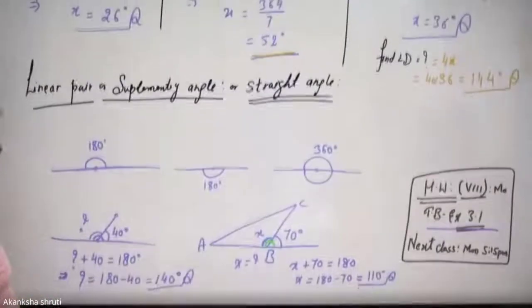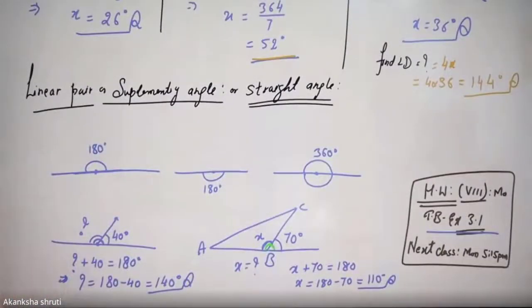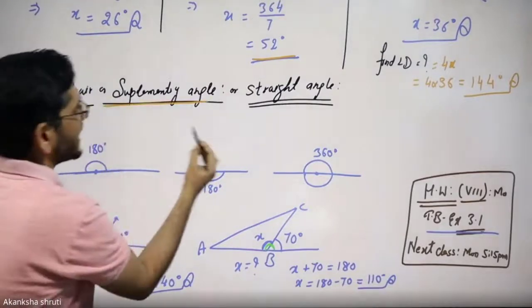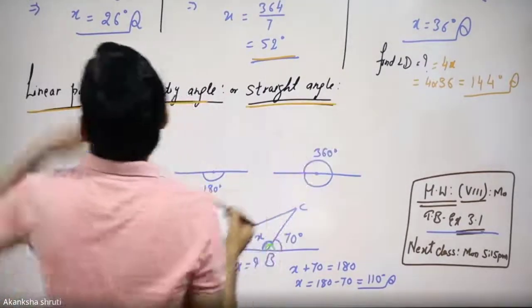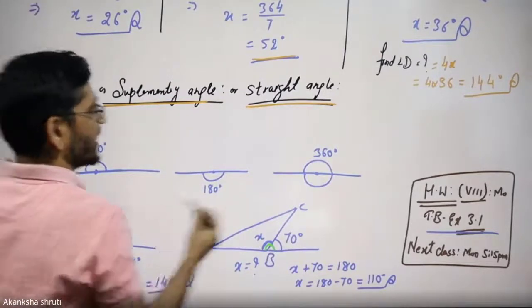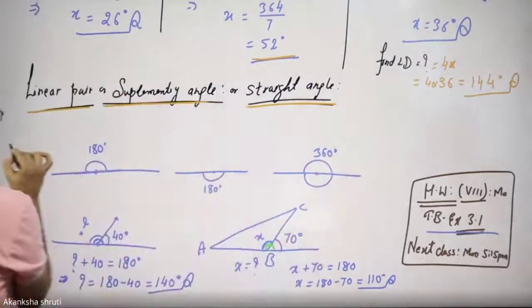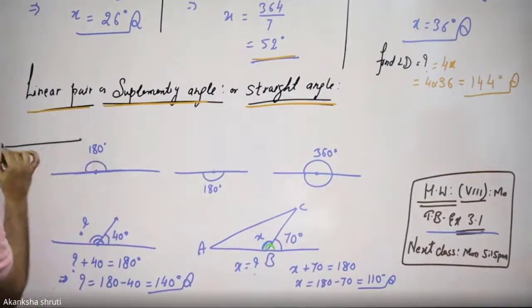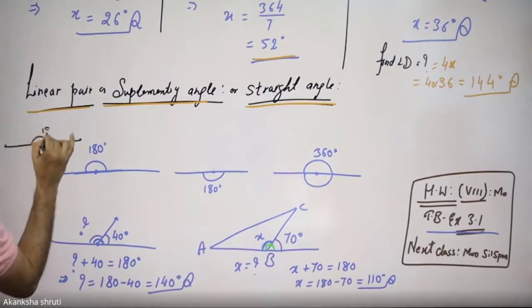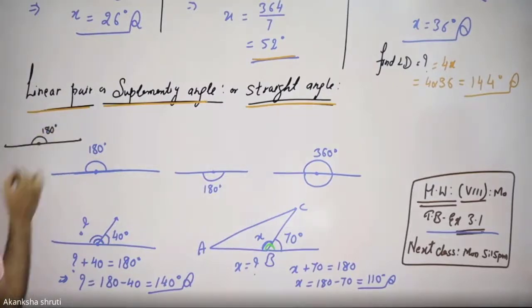Students, I had explained earlier also. Here also it is written that a linear pair, or supplementary angle, or a straight angle is nothing but the angle formed over a straight line. If we are considering this as the straight line, then at any point the angle on one side is always 180 degrees, and even on this side also it is 180 degrees.